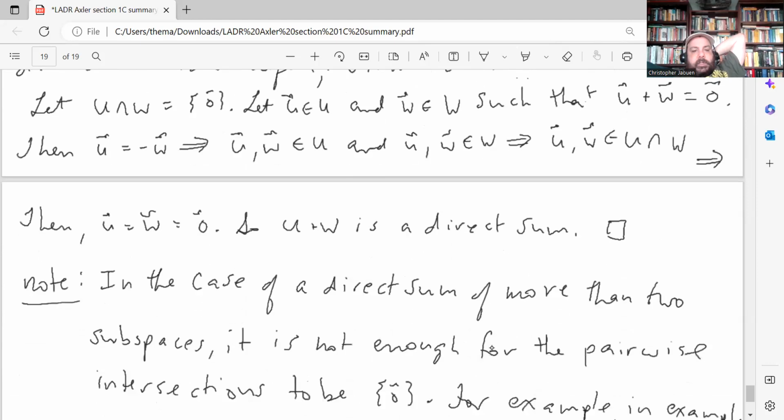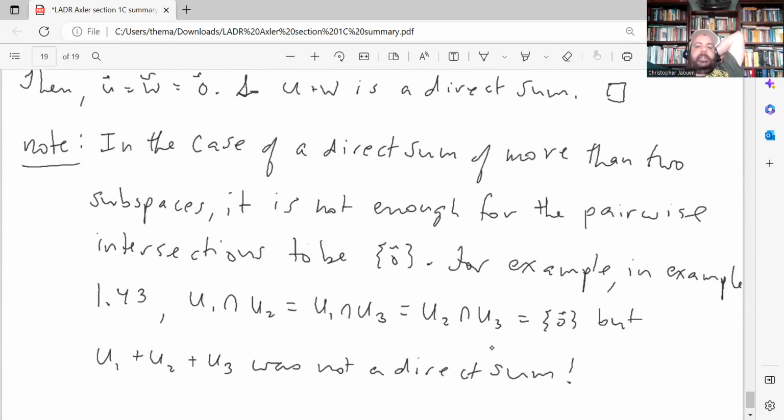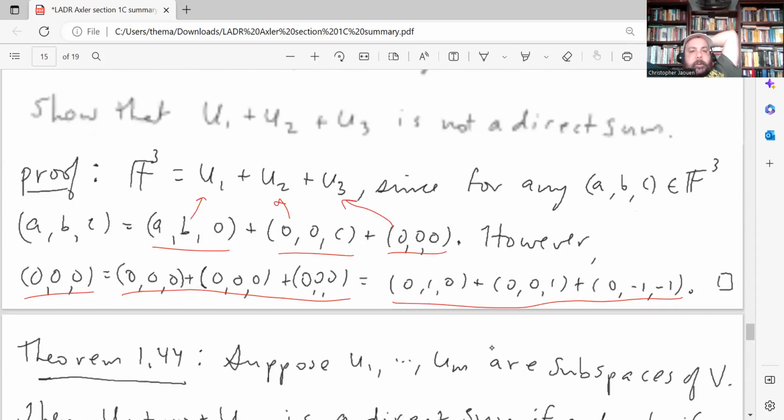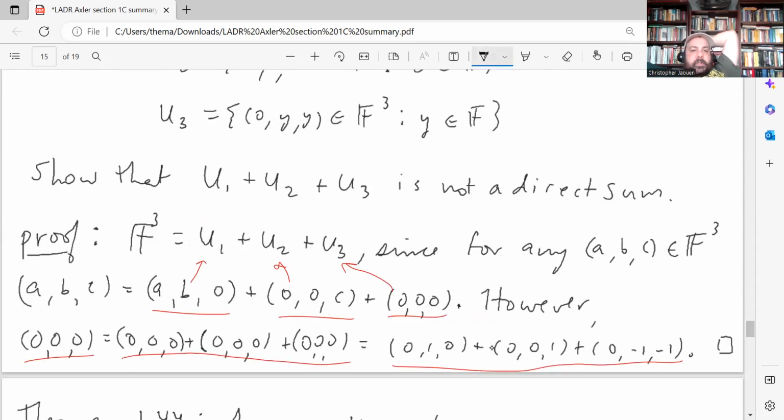So that shows that if you have two subspaces that satisfy this condition, then it's a direct sum. He does give a little bit of a warning here, though. In the case of a direct sum of more than two subspaces, it is not enough for the pairwise intersection to be just the set containing the zero vector. For example, in the one that we did a minute ago, U1 intersect U2 equals U1 intersect U3 equals U2 intersect U3, all of those are just the set containing the zero vector, but U1 plus U2 plus U3, if you remember, was not a direct sum. So he's referring to the example that we did a minute ago. This one here.